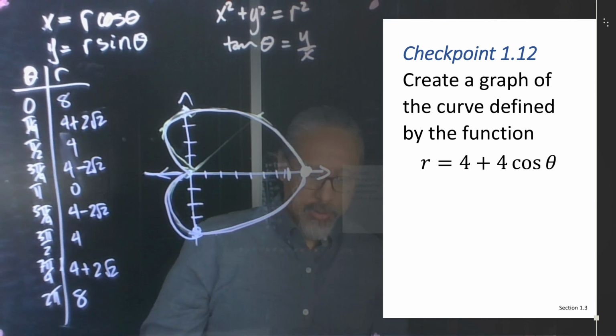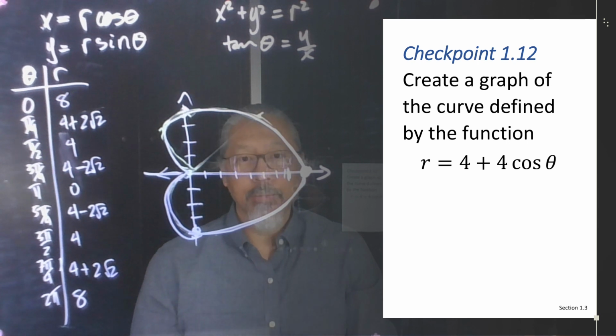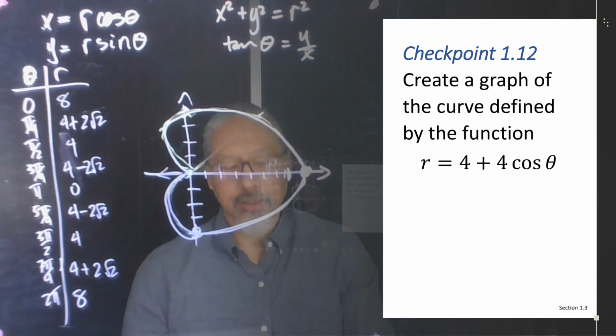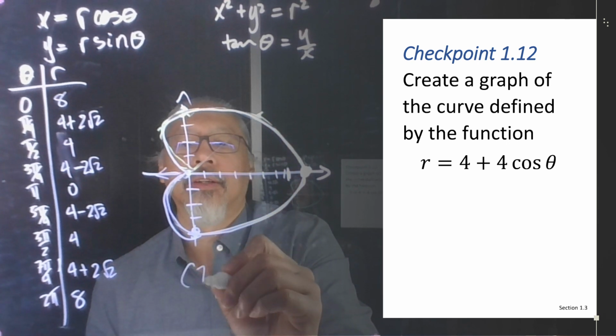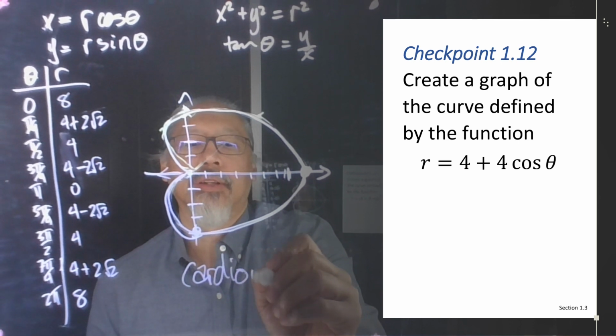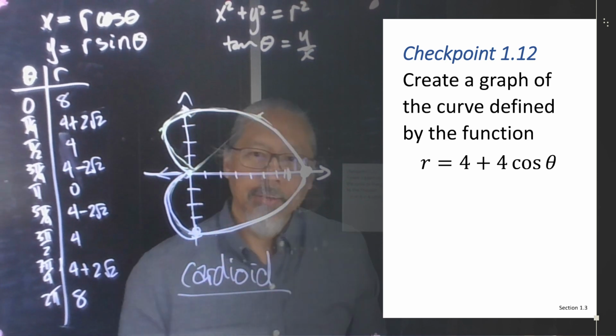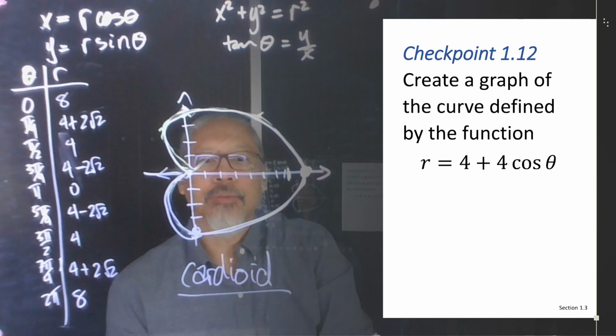And it has this particular shape. All right, this particular shape has a name. It looks like a heart. They actually call it a cardioid. All right, so that's our polar coordinate graph.